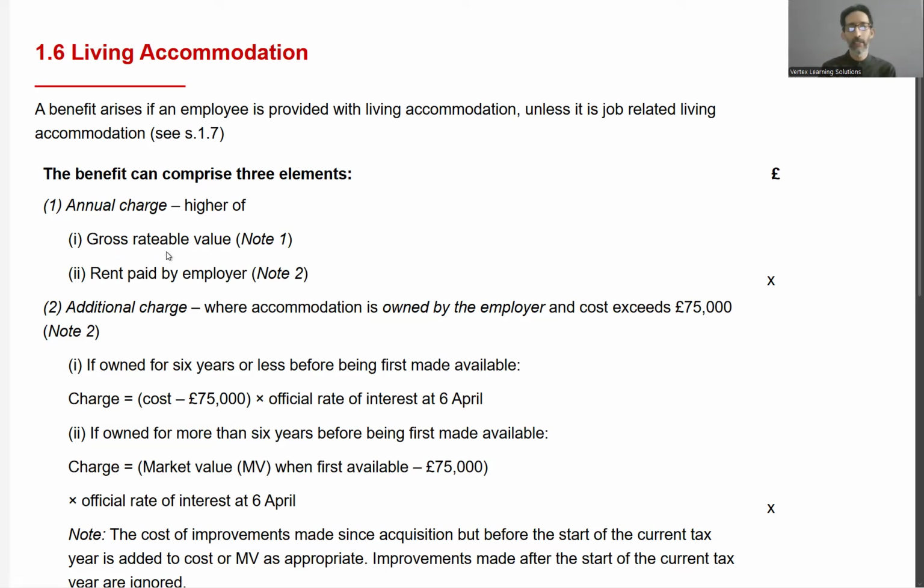Usually it's the rateable value or the annual value. Fine. You do not have to do any calculation. However, if it is for less than 12 months, then we have to prorate it and calculate. Maybe if it is available for 6 months, then we have to do the calculation for 6 months.